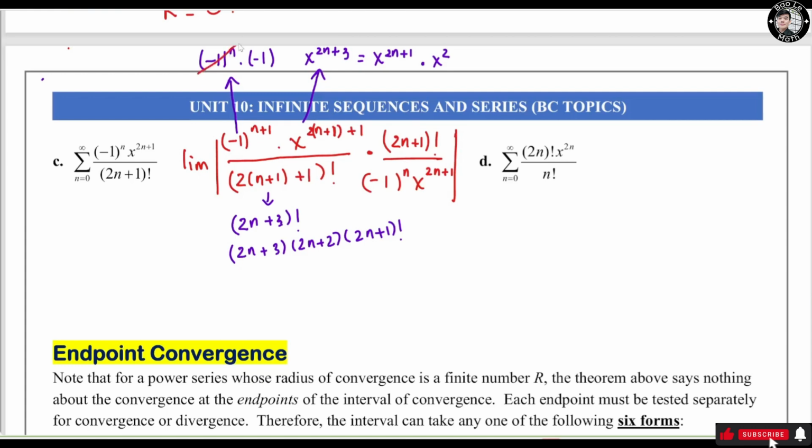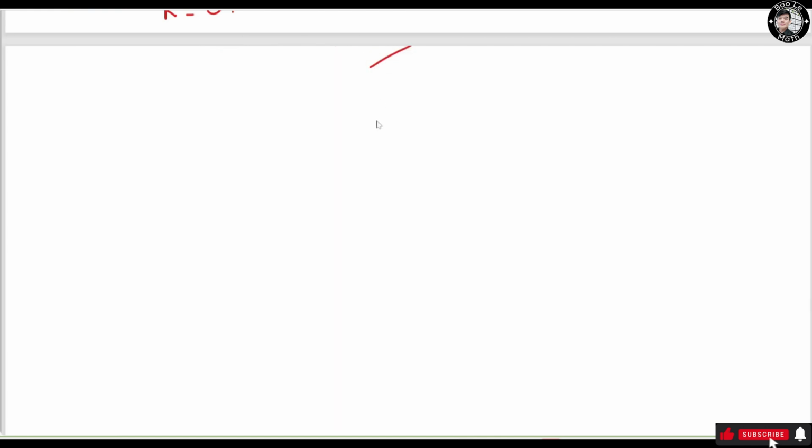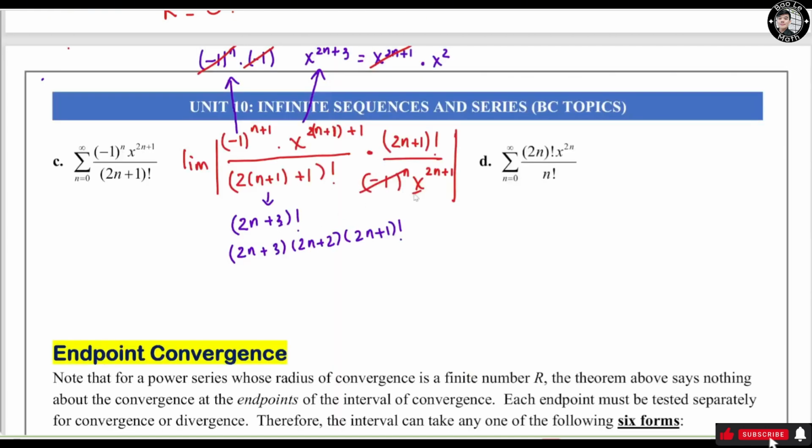Negative 1 raised to the n and negative 1 raised to the n gone, right? When you take absolute value of negative 1 right here, it becomes positive, right? So this guy gone. S raised to the 2n plus 1 right here and s raised to the 2n plus 1 right here cancel out, right? You only have s squared left, right? So we have limit of absolute value of s squared, right? When n approaches infinity.